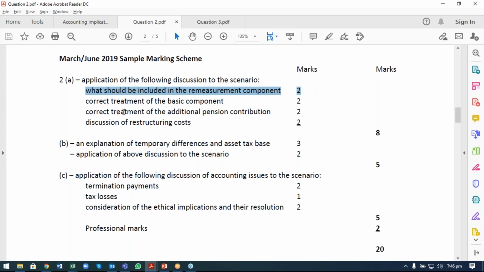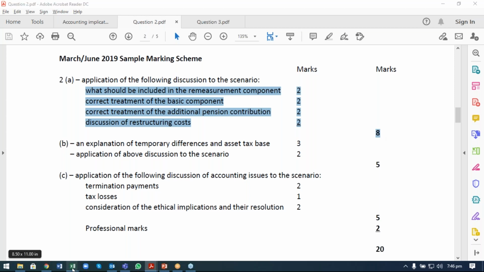And correct treatment of additional pension contribution, you can gain 2 more scores. And discussion of restructuring cost. So if you have understood the 2 standards, you can easily gain 8 marks with the help of understanding of IAS 19 and IAS 37.